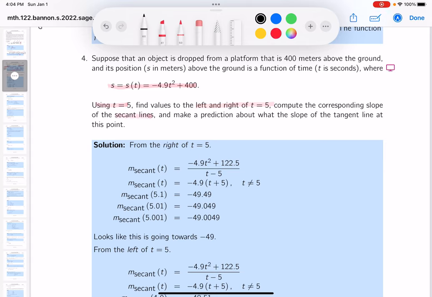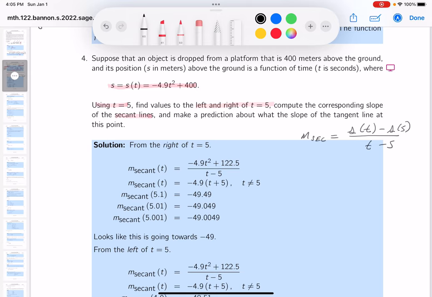So I hope you realize that what we're doing is we need to get m secant. And m secant is going to be the slope, and this is going to be, let's see, s of t minus s at 5 over t minus 5. And what we're doing is we're taking values of t that are close to 5 from the right and left.